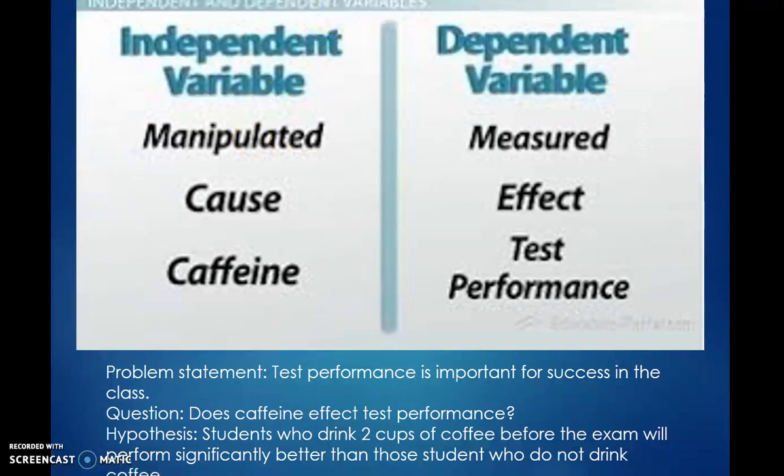Now, this is a really bad slide because you can't see this that well. Independent variables are the things that you manipulate. So that would be the cause of whatever happens to the dependent variable. In the example that I'm going to give you, we're going to talk specifically about caffeine intake. It's kind of cut off on the bottom, and I'm sorry about that. In this case, the independent variable is going to be caffeine, and the dependent variable is going to be test performance. So my problem statement would be: test performance is important for success in the class.